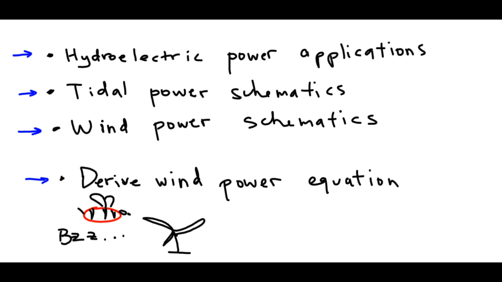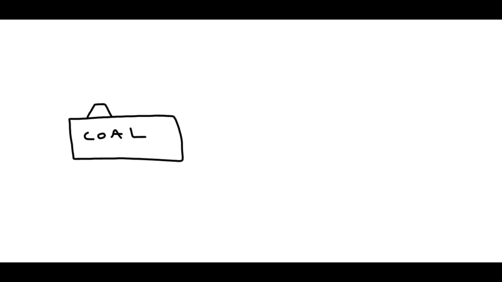Okay, on to hydroelectric power applications. We're going to start with something unexpected, a coal power plant. In a coal power plant, we burn coal, and this is used to heat steam, which drives a turbine. But when we burn the coal, we get a lot of combustion gases that, in the end, just kind of exit through these stacks. Okay?